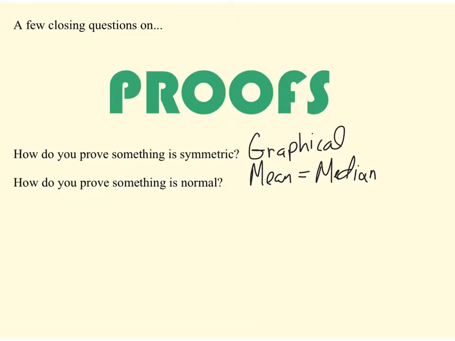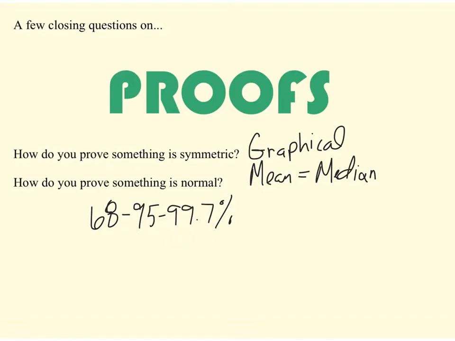Now, how do you prove something is normal? I'm going to write one thing and then just talk about it. It's these percentages that make a curve normal. Lying within 1 standard deviation of the mean, 2 standard deviations of the mean, and 3 standard deviations of the mean.